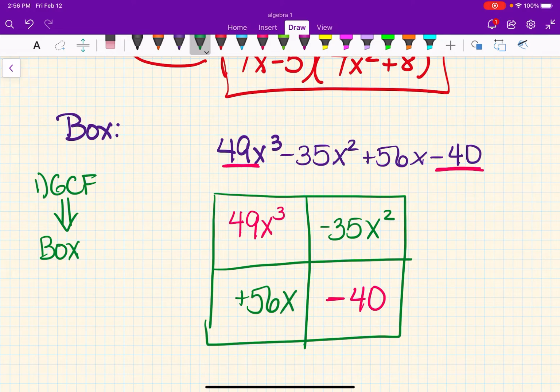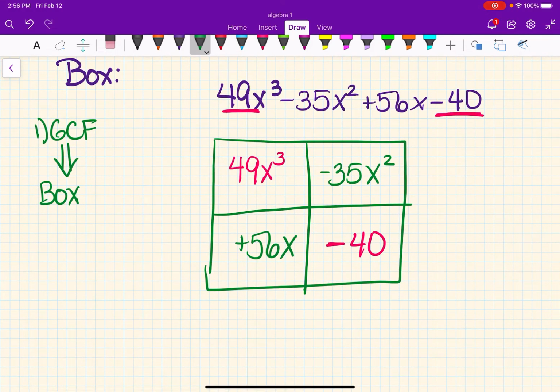Now this is where, again, if you don't know your GCFs, you're going to have a hard time with this. So we're going to do the GCF of all the columns and all the rows. For every first column and every first row, only ever pull a positive. Only ever take a positive if you're in the first row or first column.